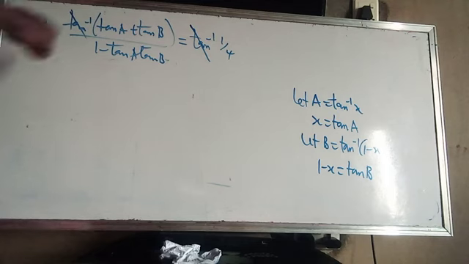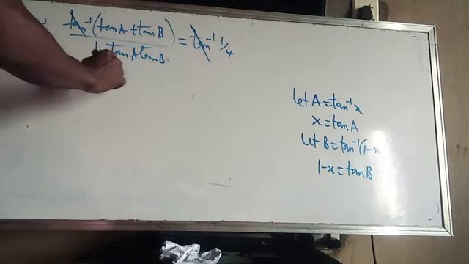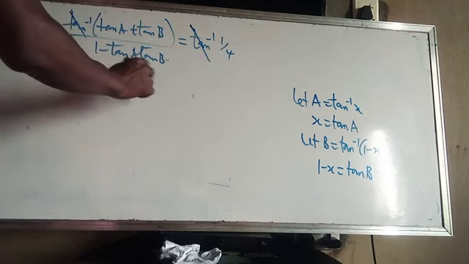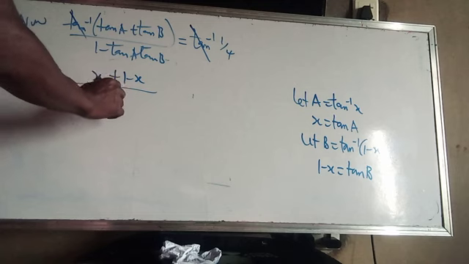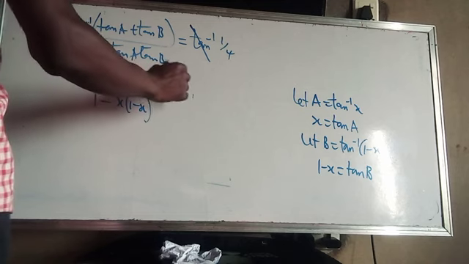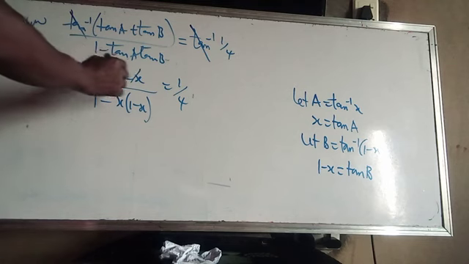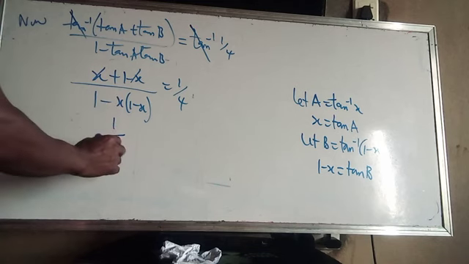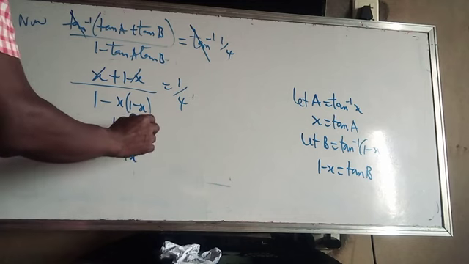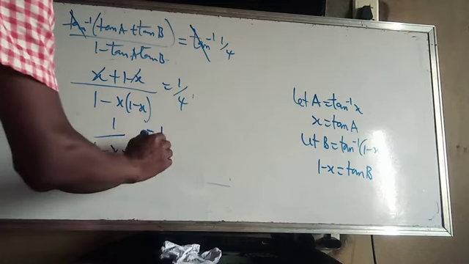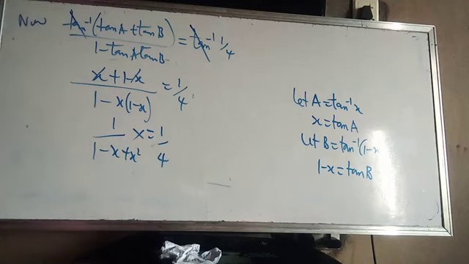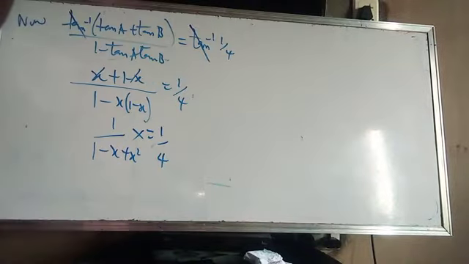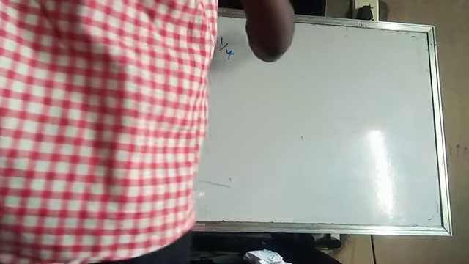So now what is your tan A? x, plus your tan B is 1 minus x, all over 1 minus tan A times tan B, x into 1 minus x, is equal to 1 over 4. So you have the numerator as 1 over 1 minus x plus x squared, equal to 1 over 4. Now you can cross multiply. By the time you cross multiply, we are going to have 1 minus x plus x squared equals 4.